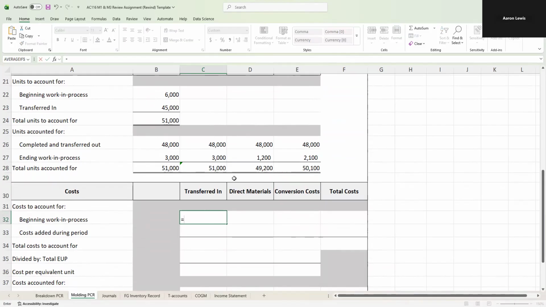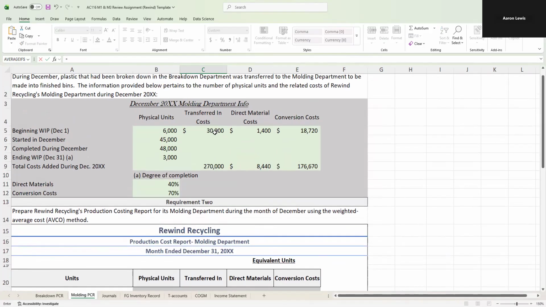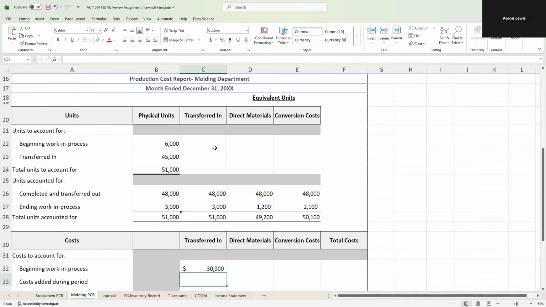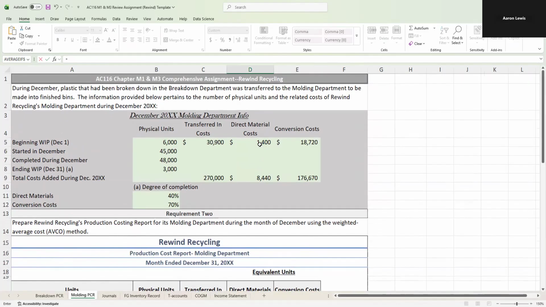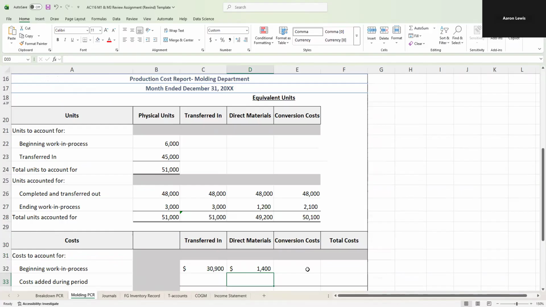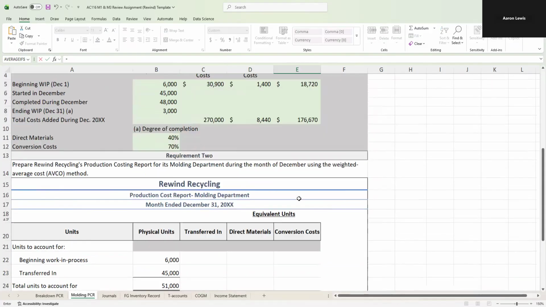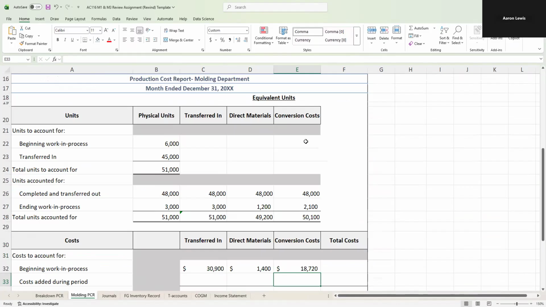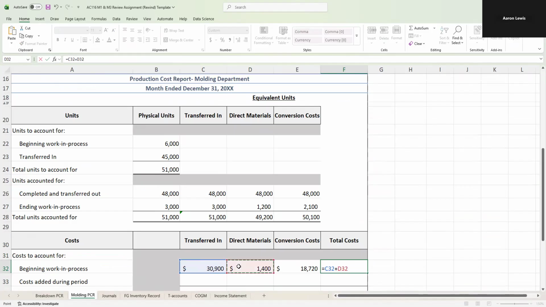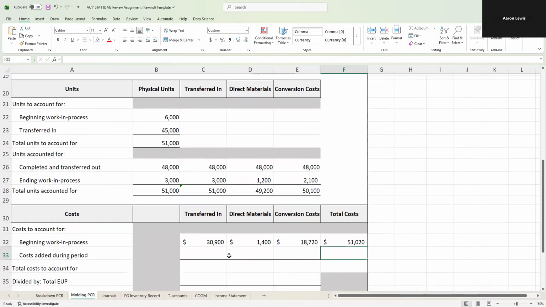For our beginning WIP, there was costs already committed to it. Our information on the top tells us that this WIP had $30,900 of transferred in costs already contained in it when December started. We had already been working on molding this plastic into bins, and that batch that was in our beginning WIP had already had $1,400 in material costs added to it, and it also had already had $18,720 of conversion costs added to it. So if you go through and add all of them together, you get $51,020. There's $51,020 worth of costs already committed to beginning WIP.